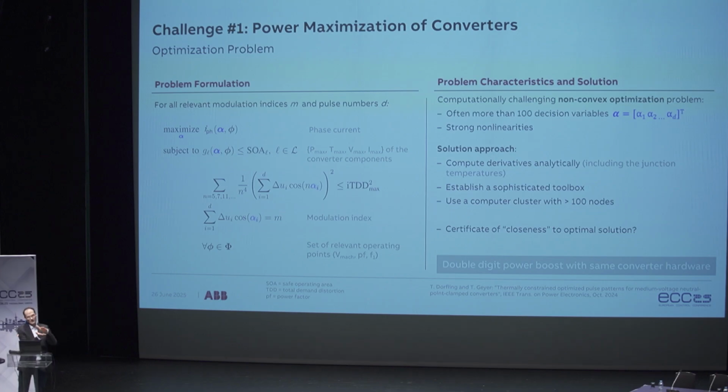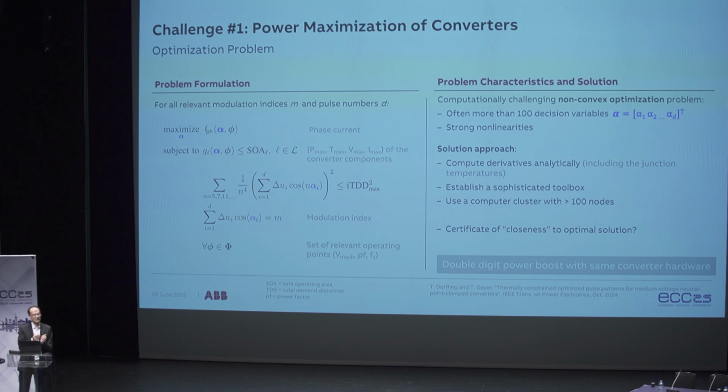Can you come up with bounds that are meaningful and give you a certificate that you have achieved a close to optimal solution within certain bounds, let's say 5%, rather than just throwing initial conditions at your problem and solving it on a cluster for many days and hoping for the best? The benefit is a double-digit power increase of your converter. If you used to have a converter that was able to achieve 10 megawatt, you can now get maybe 12 megawatt, with the same hardware.